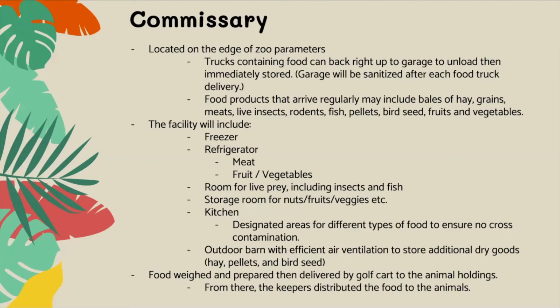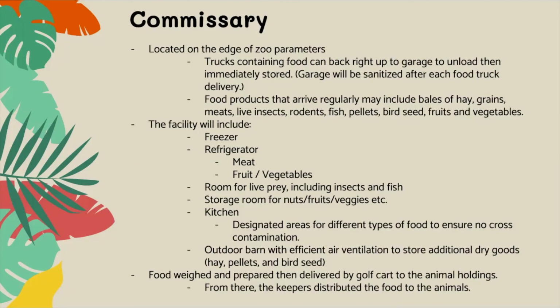So there will be 2 different refrigerators so that there is no cross-contamination between the meats and the fruits and vegetables. There will be a room for live prey, including insects and fish. Insects that might be housed in aquariums there are crickets, which are used to feed some reptiles, and fish, maybe minnows, that will be in their own aquarium there. Minnows are used as a form of enrichment for lesser sirens, as an example of how those will be used.